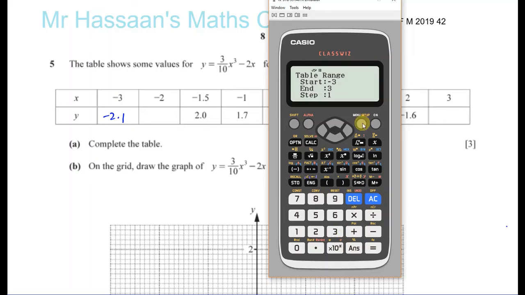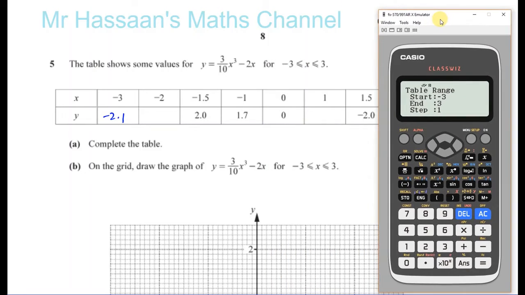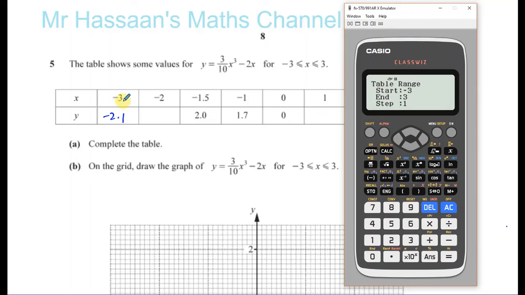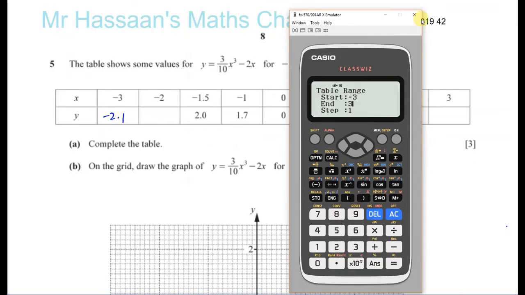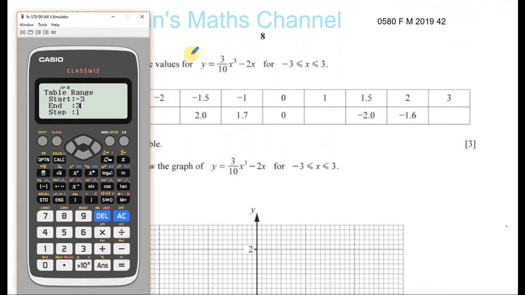it says step. Now that means how it changes, like it goes up by 1s or 2s, or goes up by halves or whatever. Here we're going up by 1s, but at these 2 points you're going to go up by 0.5. Because the 0.5 ones are already filled in, you could just say step 1, no problem. That's fine, because these ones are already filled in. If they weren't filled in, you could have put step 0.5, and then just put in the values that you need from your table. But we can put step 1, just press equals, and it makes the table for us.